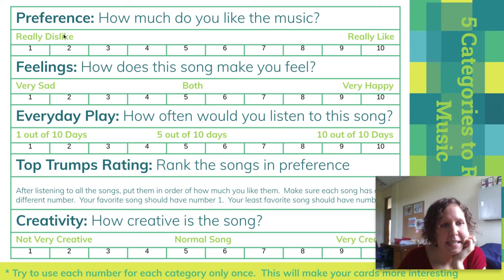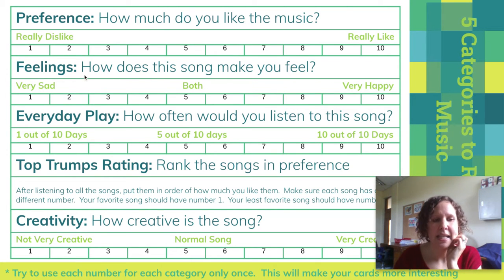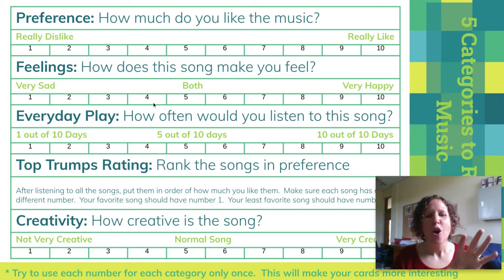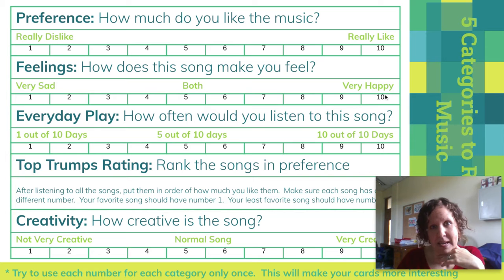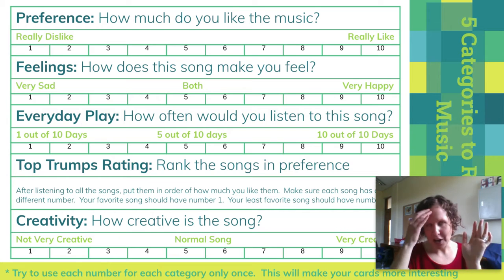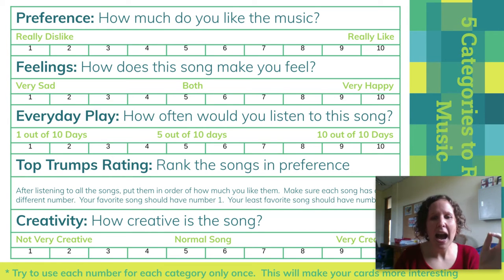So that was preferences. For feelings, how does this song make you feel? As I said before, 1 is very sad, 2 would be a little bit sad, 3 would be kind of sad, 4 is a little bit both, all the way up to 10, which would be very happy. Then we get to everyday play. I like this one. When you listen to the song, I want you to think, how often would you listen to this song?